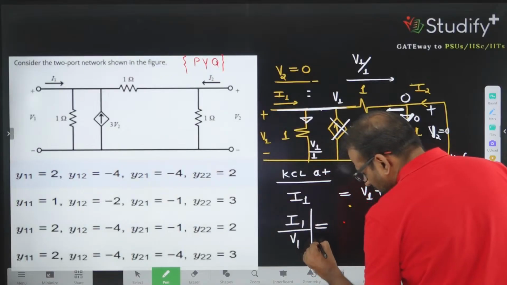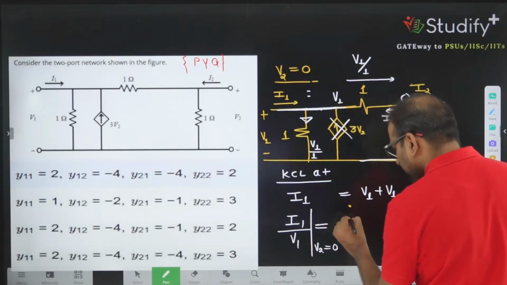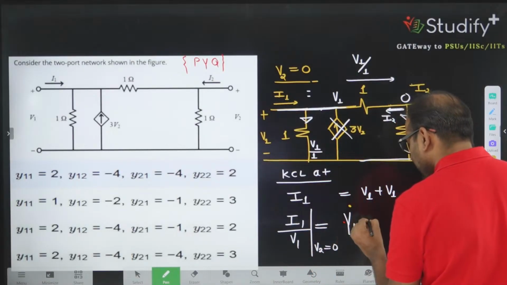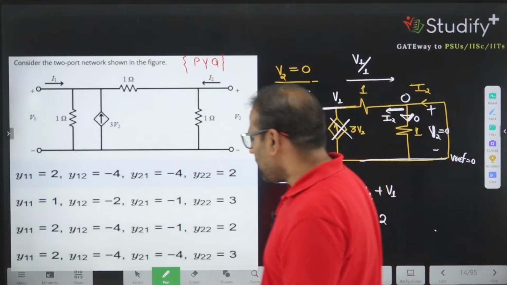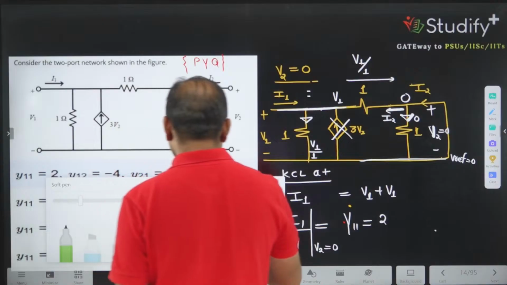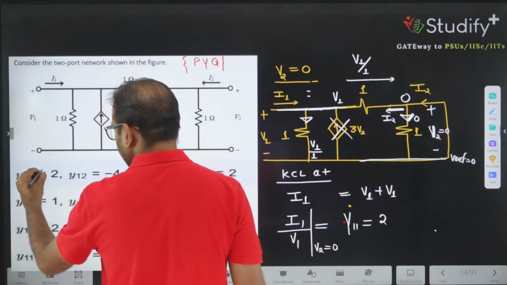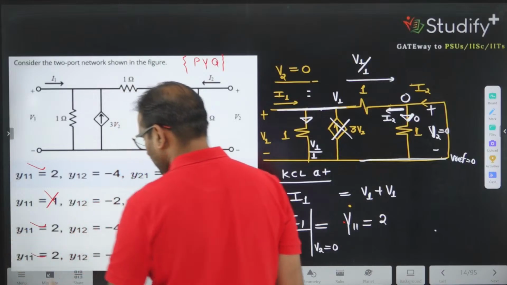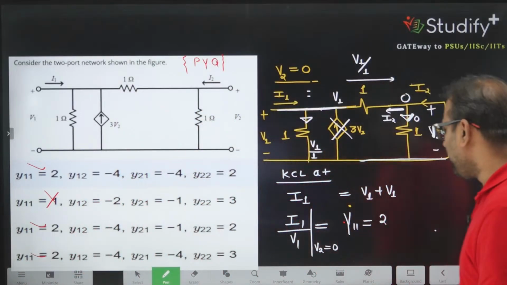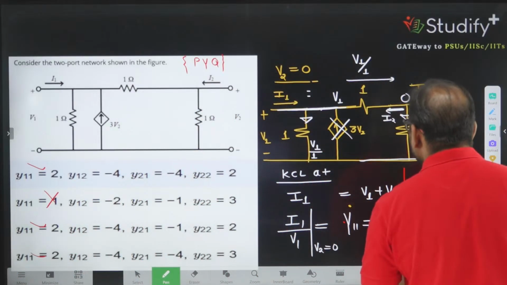By making V2 equal to 0, this parameter is Y11, and Y11 can be written as 2. So in all the options, whichever has Y11 equal to 2 can be true, the others cannot be true. Three options remain, so you can eliminate only one option. What is the next thing we can have?